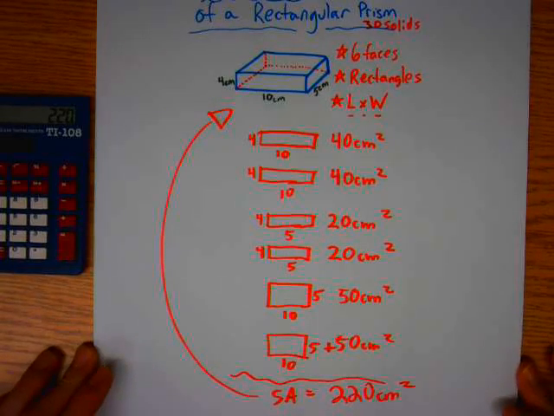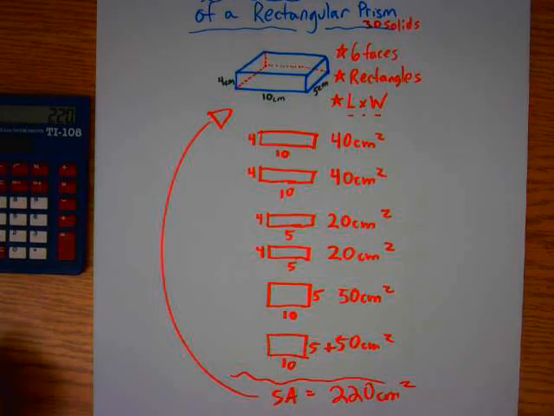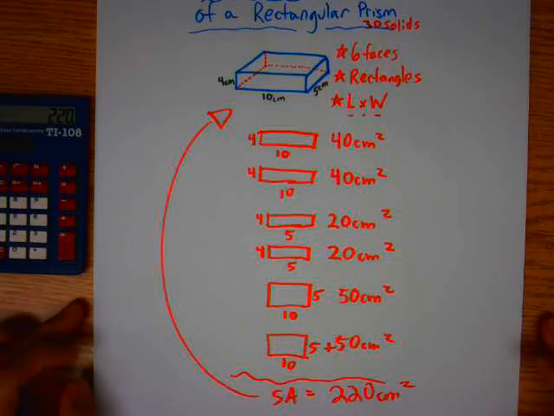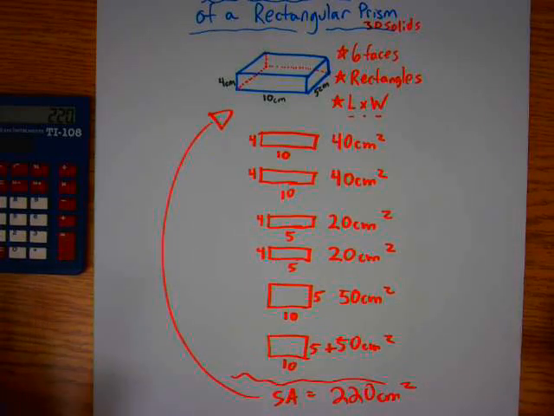Hopefully that made sense. If not, try again. Be sure to come up and ask me for help if you need more clarification on understanding how to find the surface area of rectangular prisms.